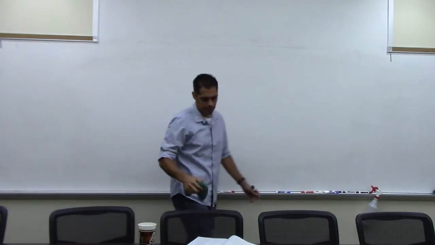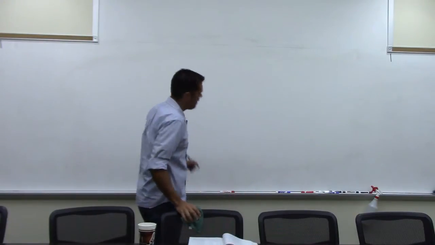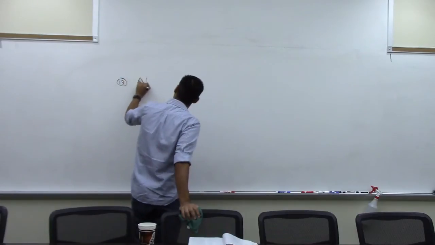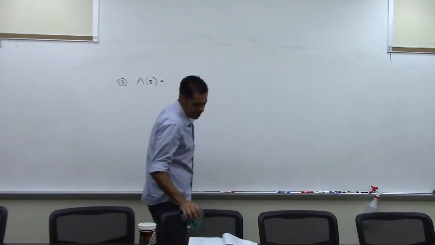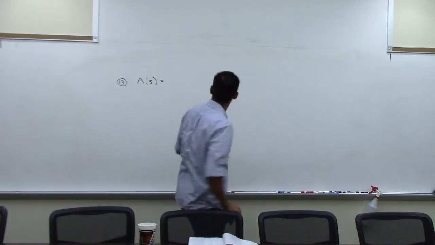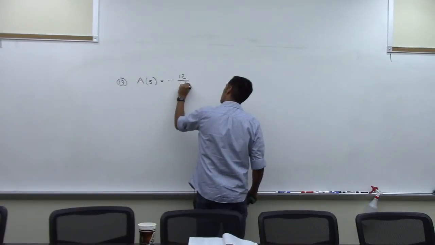Where am I at? 13. Capital A of S equals negative 12 over S to the 5th power.